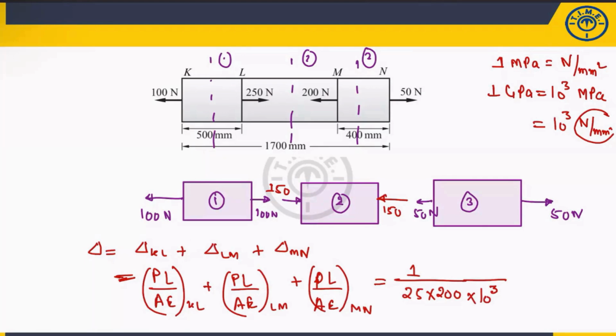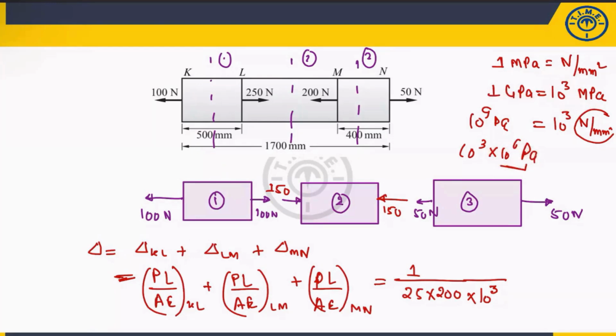This is the unit conversion, no? Very simple. 1 megapascal, you know, is Newton per millimeter square. Gigapascal means 10 to the power of 9 Pascal, or 10 to the power of 3 into 10 to the power of 6 Pascal. What is this 10 to the power of 6? Megapascal only. Same thing I have written here. It means 1 gigapascal you can write as 1000 megapascal.